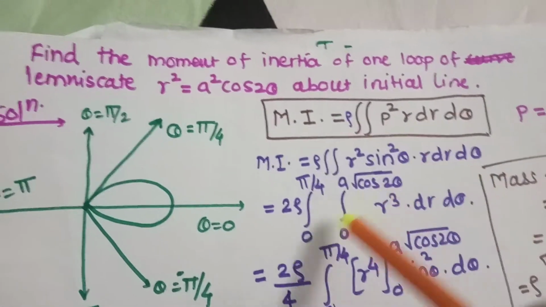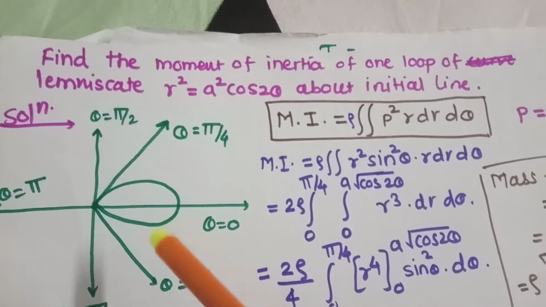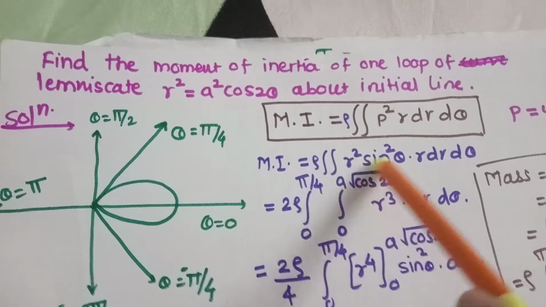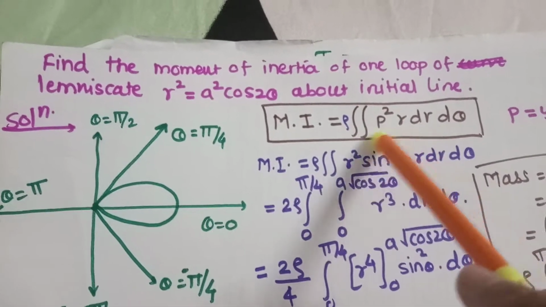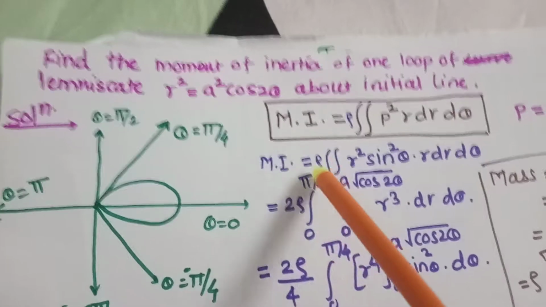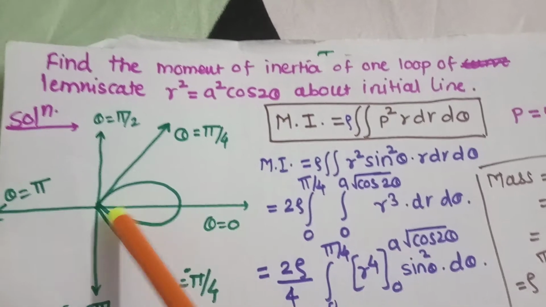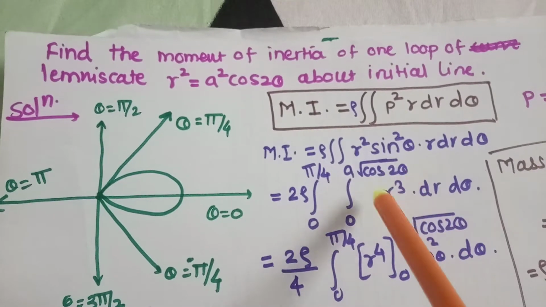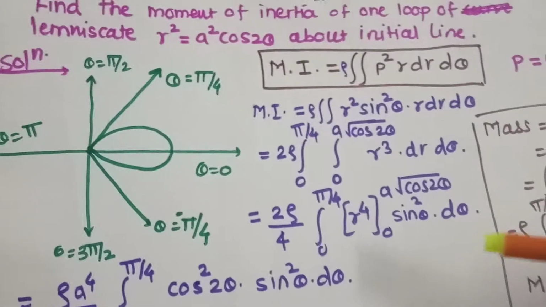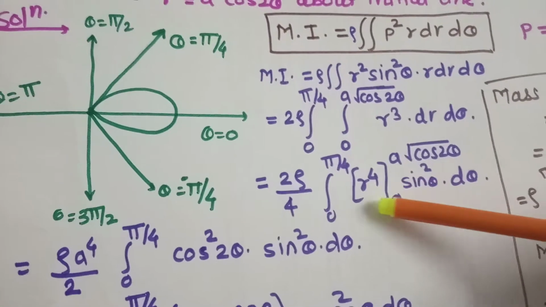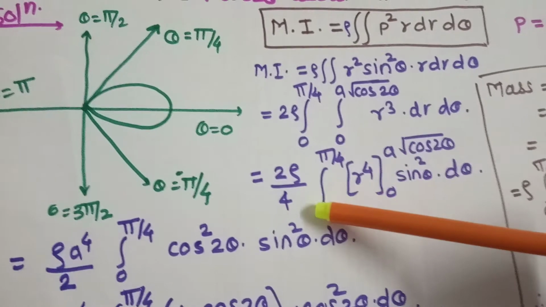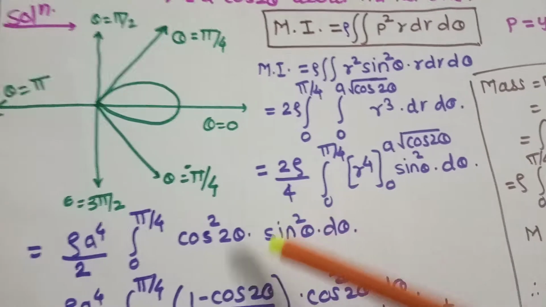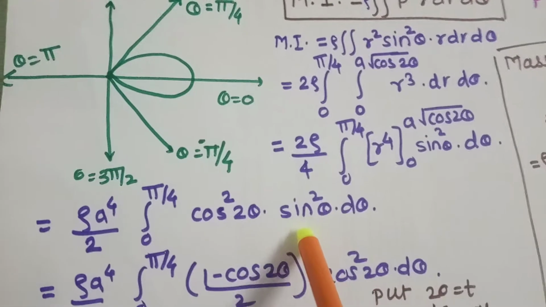And here we have r dr d theta. Now the limits of theta: suppose I take theta from minus pi by 4 to pi by 4, but sine square theta is an even function, so it is 2 times the integration from 0 to pi by 4. r varies from 0 to the curve, which is a under root cos 2 theta, r cube dr d theta. Now integrate with respect to r. After integrating, taking 1 by 4 outside and putting the upper and lower limits, we have cos square 2 theta and sine square theta.